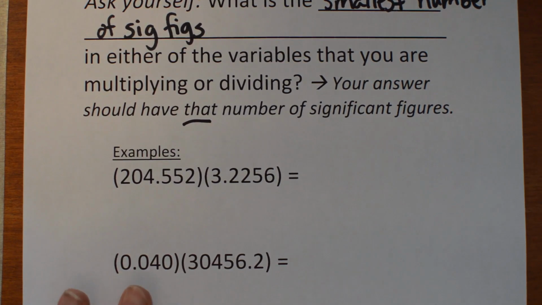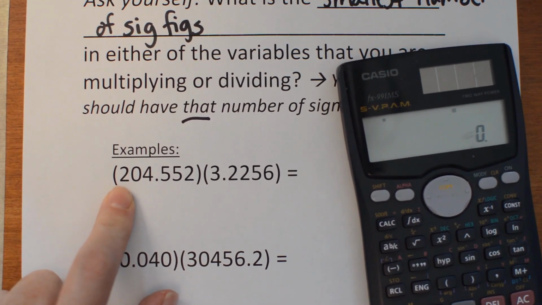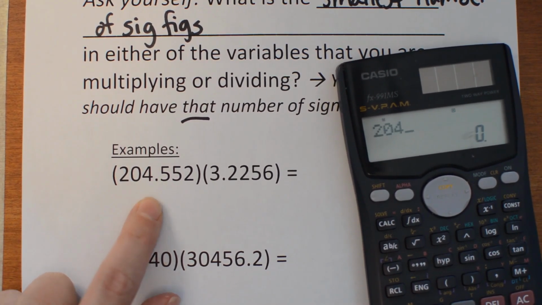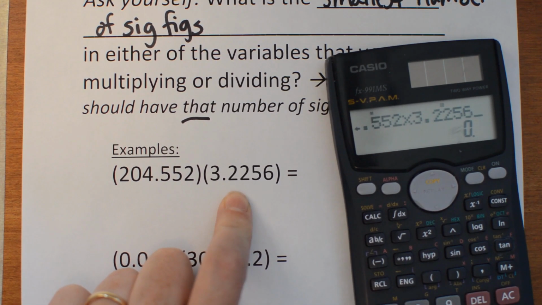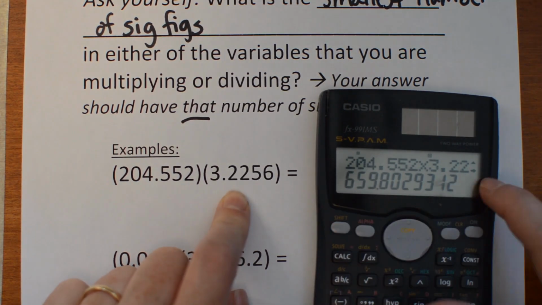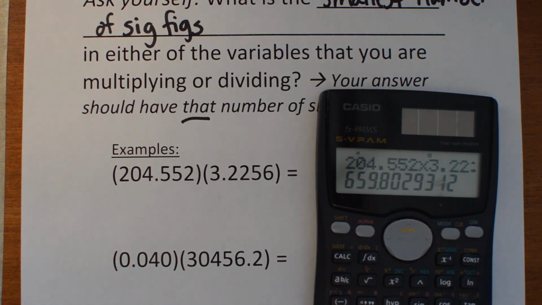So I'll show you with a few examples here. So here we've got some numbers being multiplied together. Let me just grab a calculator. Okay. So here I've got 204.552 being multiplied by 3.2256. And my calculator spits out this huge number, lots of decimals, right? But how many sig figs can my answer have?